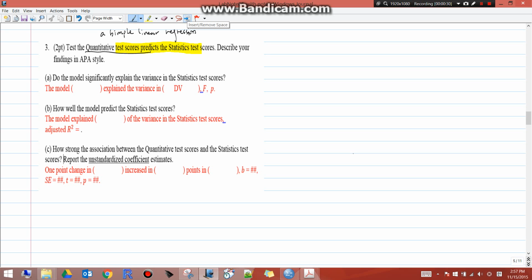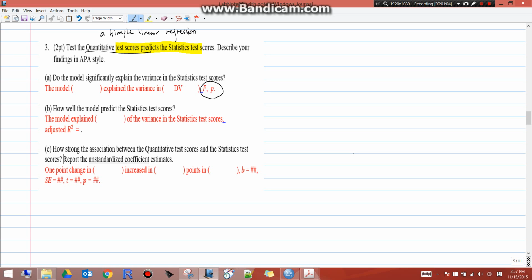And then once we fit the simple linear regression model using these two variables, we need to look at whether the model fits the data well first. So it's more like a dichotomous decision to see whether the model significantly explains the variance or not. This is exactly the same idea as ANOVA. This is why we report F statistics, same as in the ANOVA.